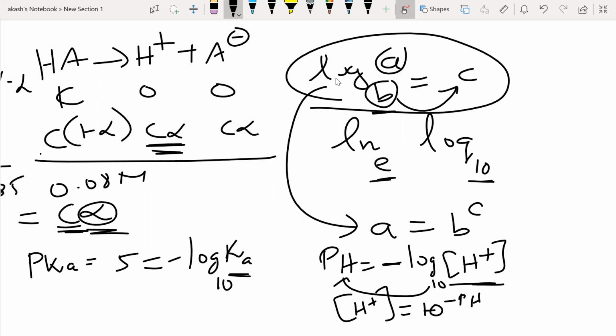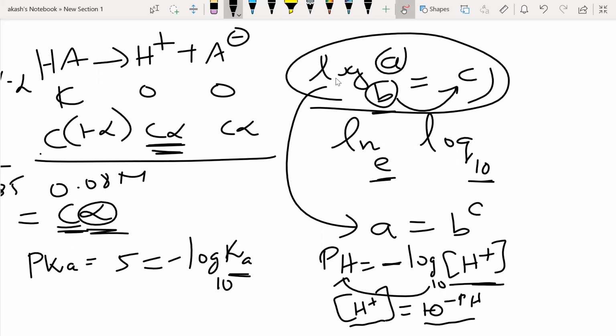Please remember this log operation. Nobody is going to teach you this in mathematics because you don't have logarithms in your syllabus. But if you take JEE Mains, yes, you have logarithm in your syllabus. Anyways, you don't have to worry about it. So whenever I have log A to the base B equal to some value C, I can write it as A is equal to B power C. That's how I got my H plus concentration as 10 to the power minus pH.